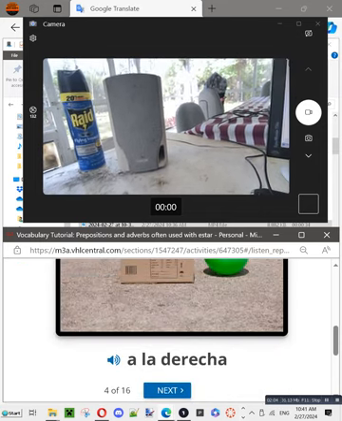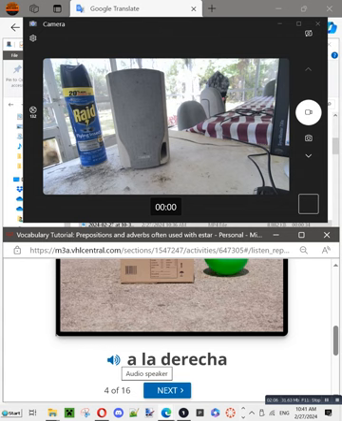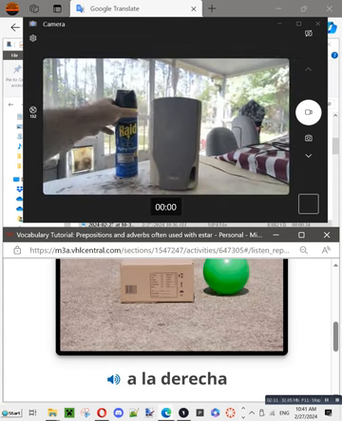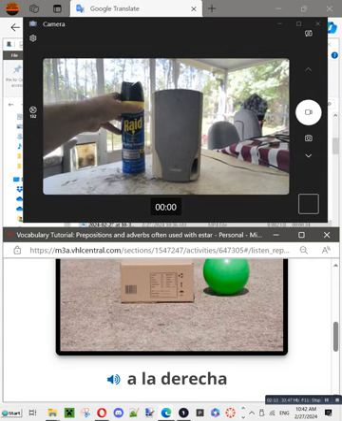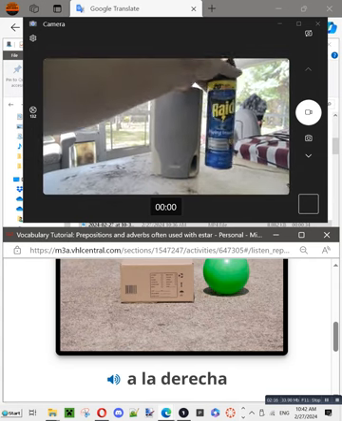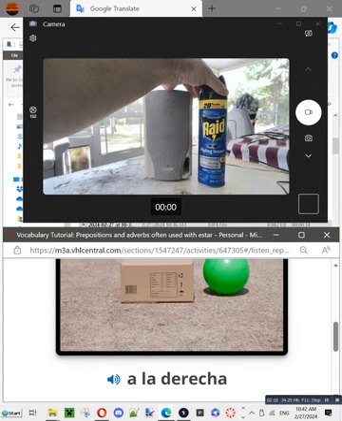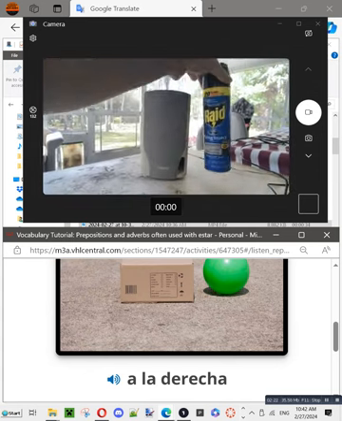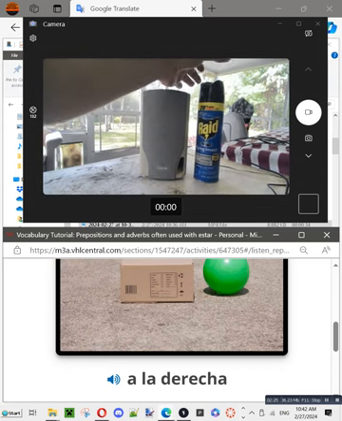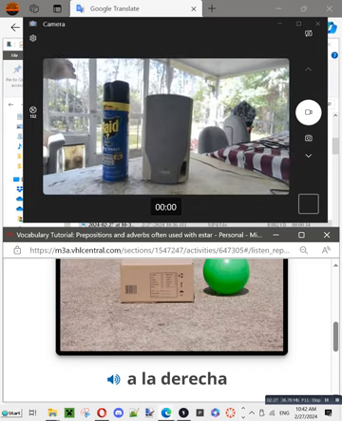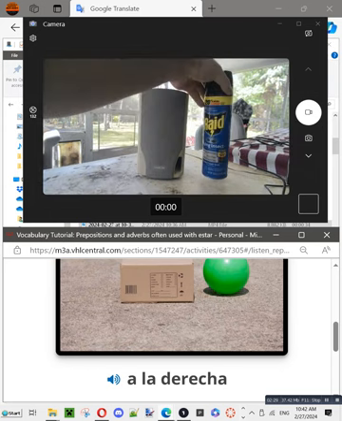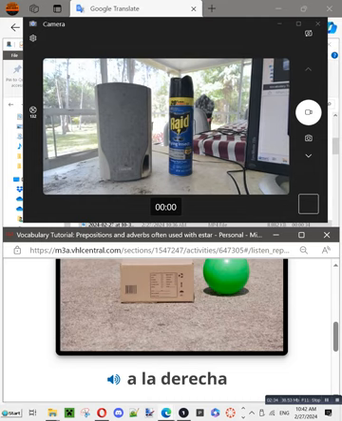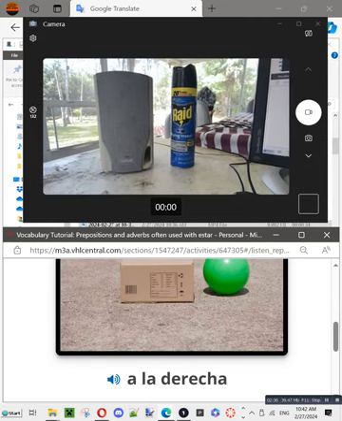A la derecha is to the right of. A la derecha. Okay. No es a la derecha. Es a la derecha. No es a la derecha. Es a la derecha. No es a la derecha. Es a la derecha. I'm hopefully using my muscle memory to make up for what my visual memory is just denying me.